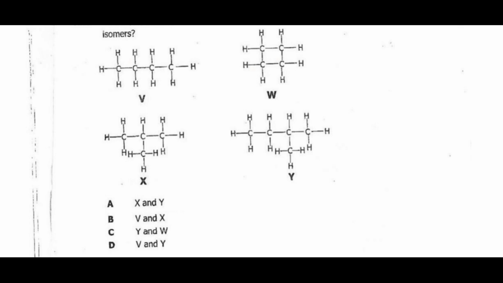So first look at the chemical formula for each. We can see that here we have 1, 2, 3, 4, so 4 atoms of carbon. Let's look at hydrogen: 1, 2, 3, 4, 5, 6, 7, 8, 9, 10. So here there are 10 atoms of hydrogen.